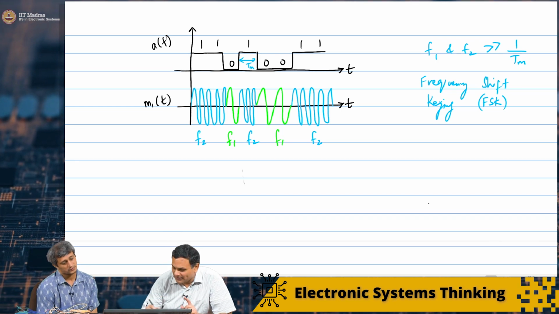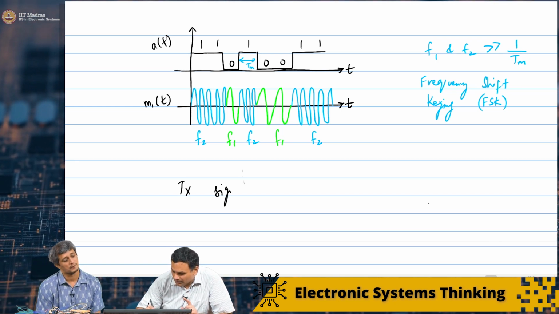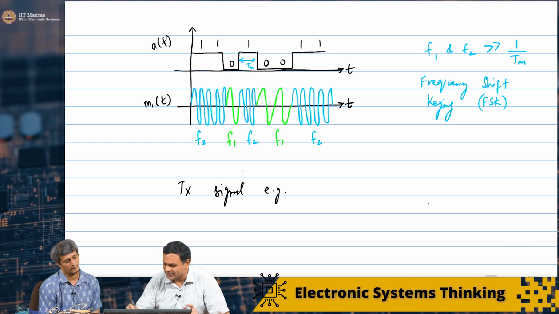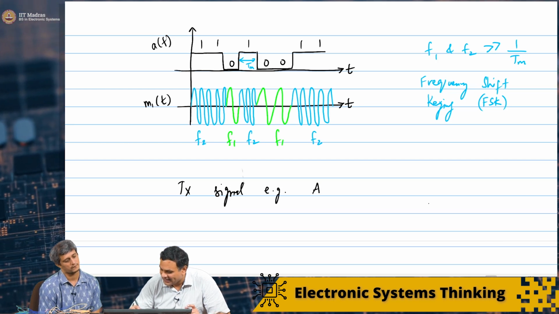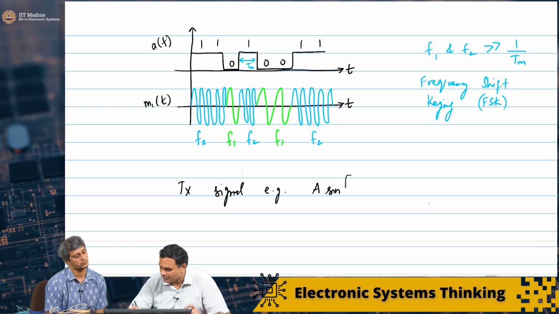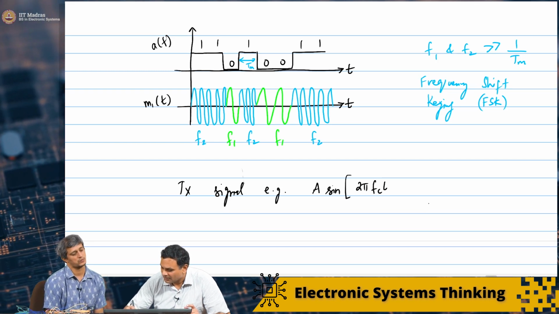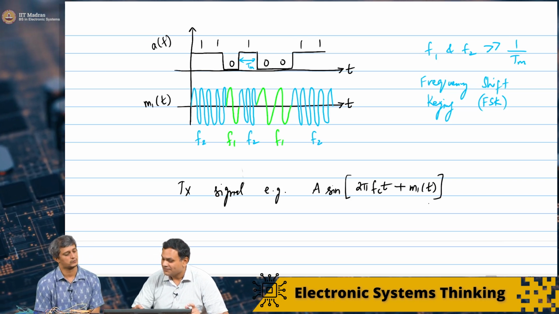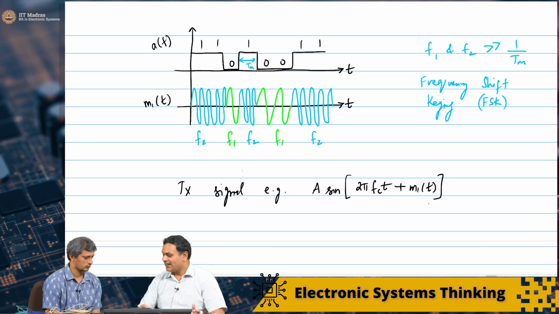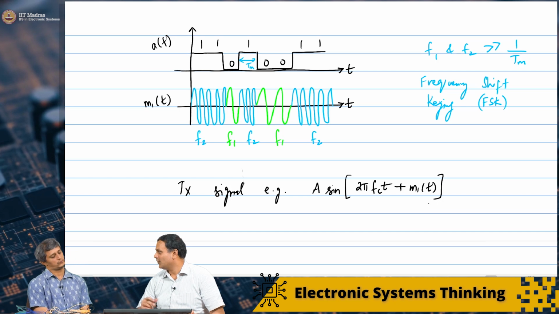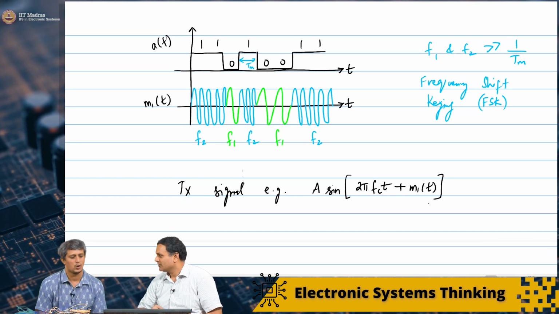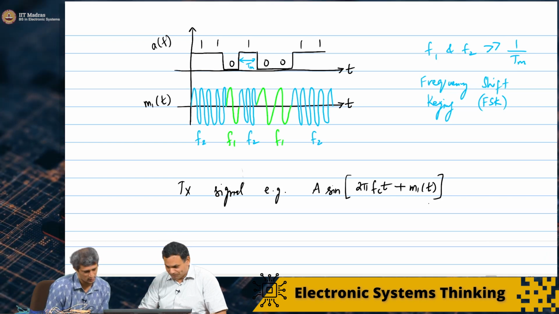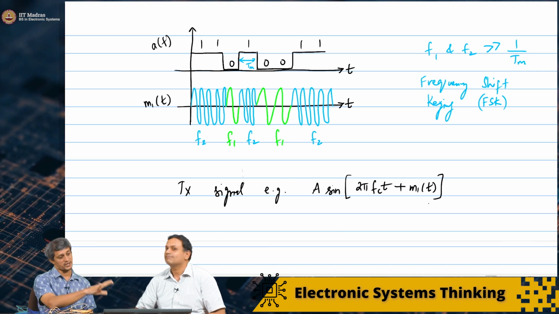So the actual transmitted signal may look like this. An example of a transmitted signal may be A sine 2 pi Fc t, this is the carrier, plus M1 of t, because the frequency is changing with time. So this makes the case for the frequency changing with time. This is how the FM signal looks.